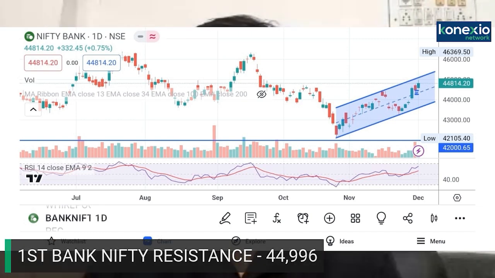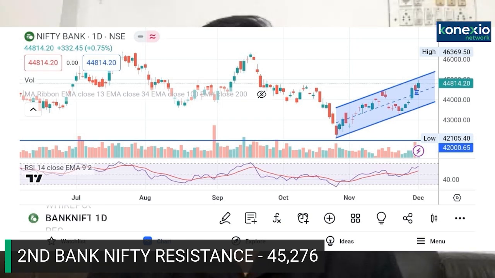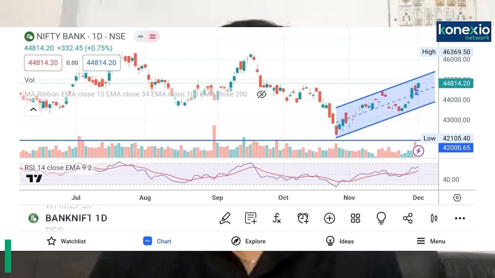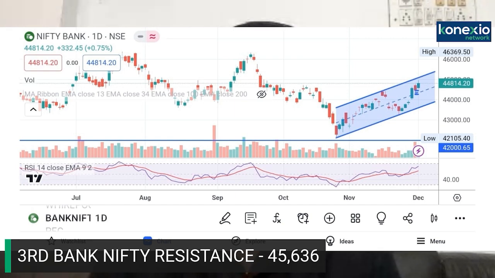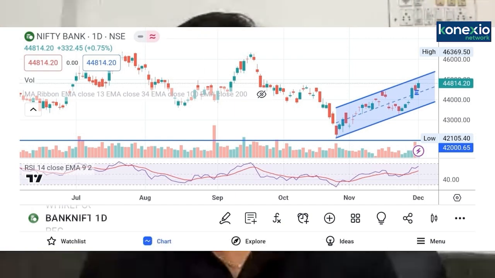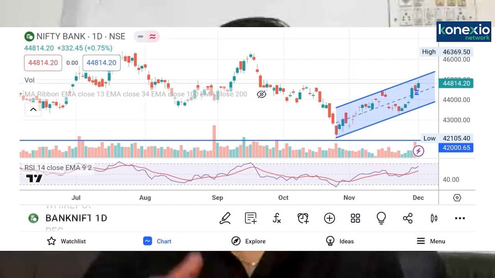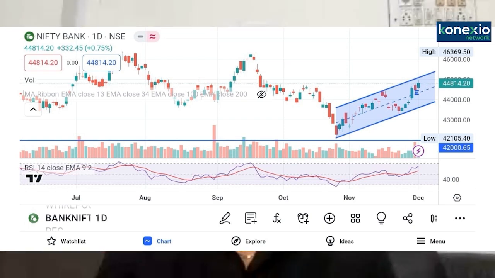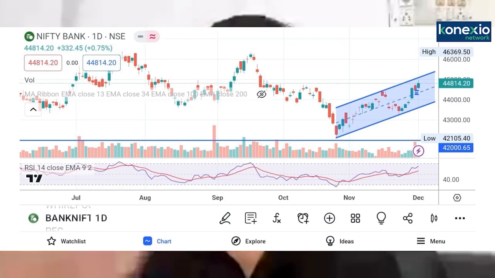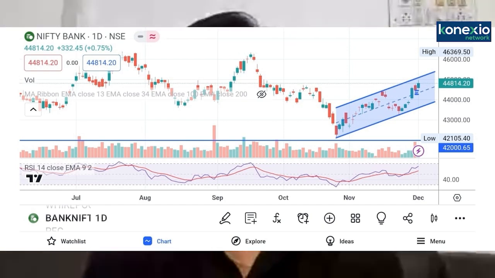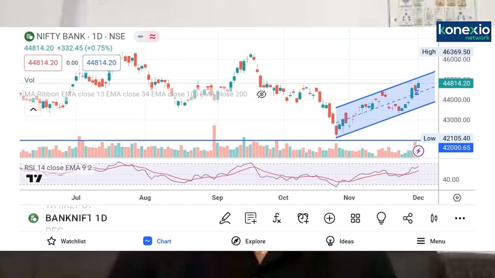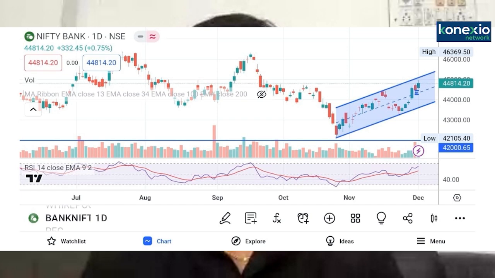The second resistance is around 45,276, and the third resistance is around 45,636. These are the important supports and resistance levels in Bank Nifty. Traders should watch out for these levels and look out for resistance or exhaustion or weakness around the resistance area. If anybody is long, they should try to book profits at the higher levels, because we might see profit booking coming in, either after a positive or gap up opening on Monday. Definitely one needs to be cautious technically.